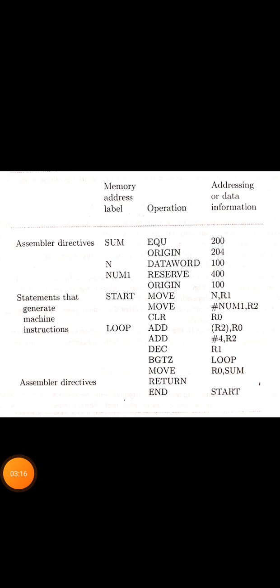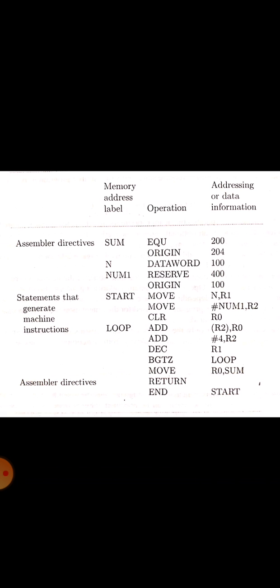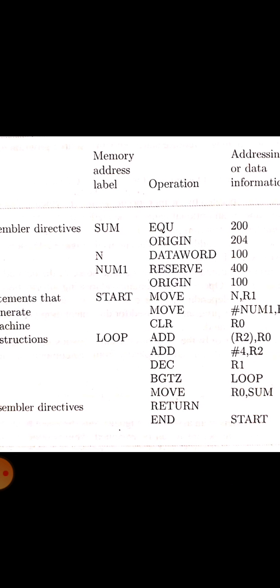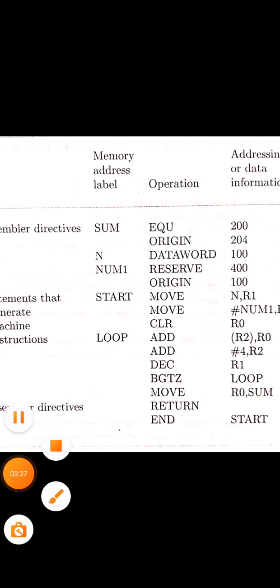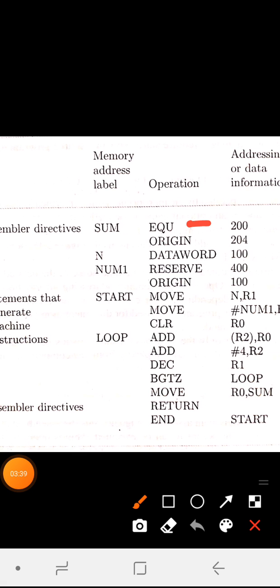For the memory arrangement we have shown, now we have to write an assembly language representation. So now we have used the assembler directives, and the instructions we have written over here. The first, sum EQU 200, is your assembler directive, right? EQU is your assembler directive which is saying equate 200 to sum.